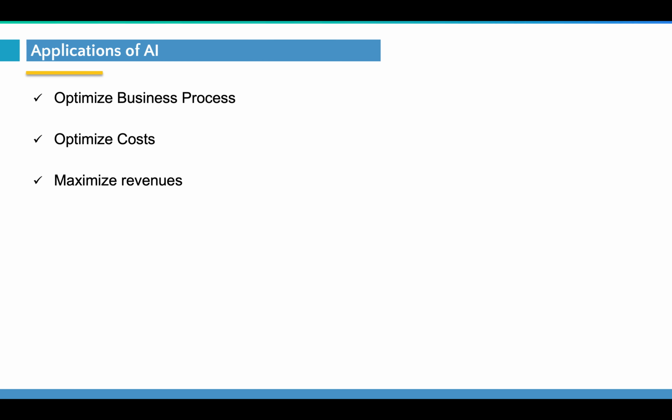There are three main applications we can categorize, where AI is being used. One is to optimize business processes. What do I mean by that?